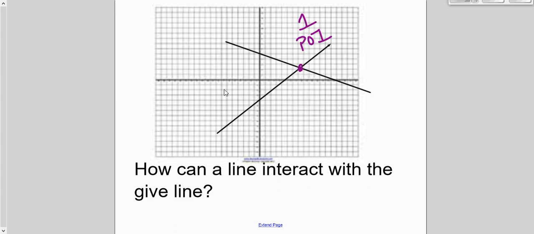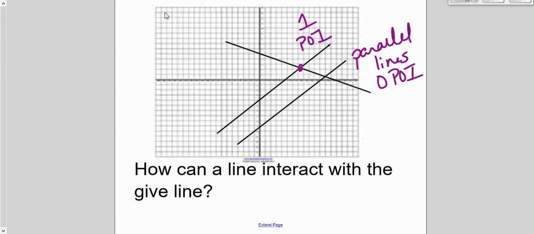But we also could end up with another line that runs exactly alongside of it. And in this case, these would be parallel lines, which would give us 0 points of intersection.